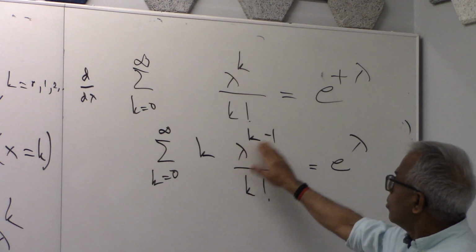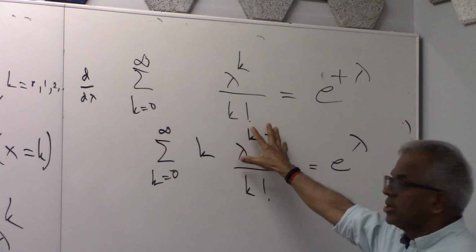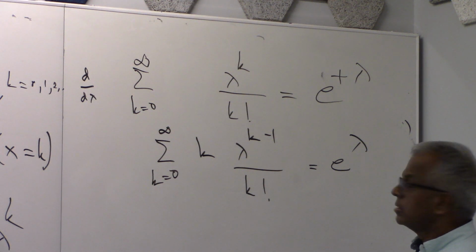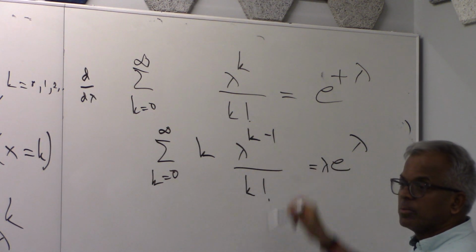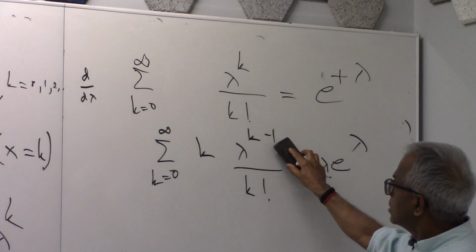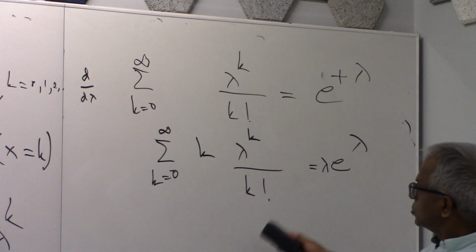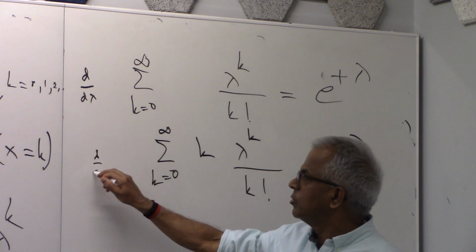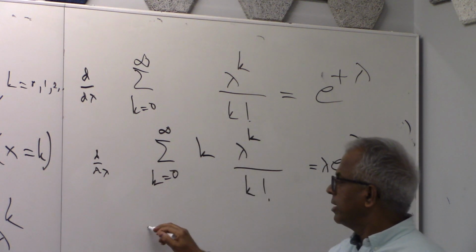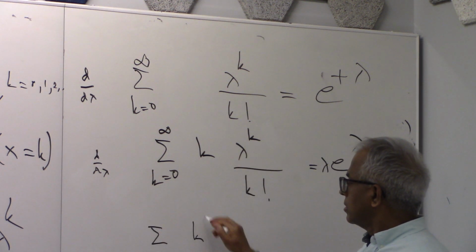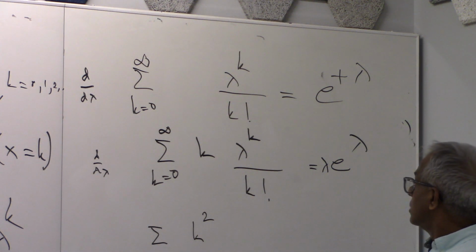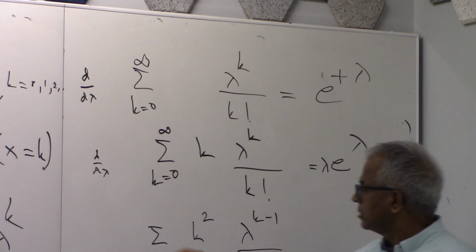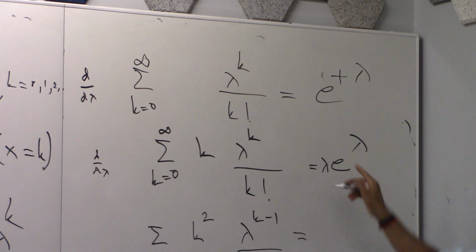Now look at here. If you multiply by lambda on both sides, what happens here? I'm just going to multiply by lambda on this side, so I should multiply by lambda here. That's the same as? So this is an identity. Do it one more time. Take the derivative again, so you will see what I'm trying to do. What will be the derivative again? Anybody? K squared, lambda to the k minus 1 over k factorial, equal to, you have to do the derivative here.